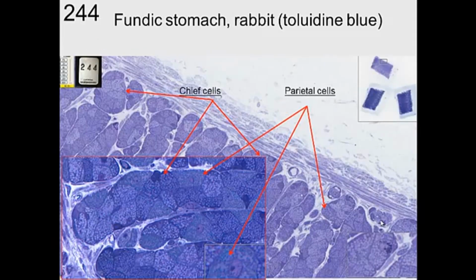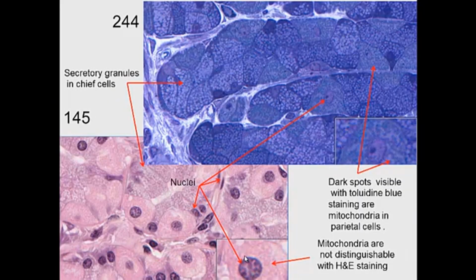Now, if we look at those same cells with toluidine blue, we can see the secretions of the chief cells, but also on the parietal cells, we can see there's granularity in there. This granularity is the mitochondria. So here you can see the chief cells, the secretions in both of these, very nice. And then in the parietal cell, we can see these dots in here. See these little dots around here? All these are mitochondria. Mitochondria are important in transport of hydrochloric acid outside the cell.